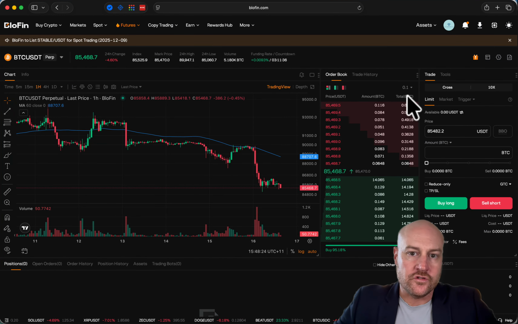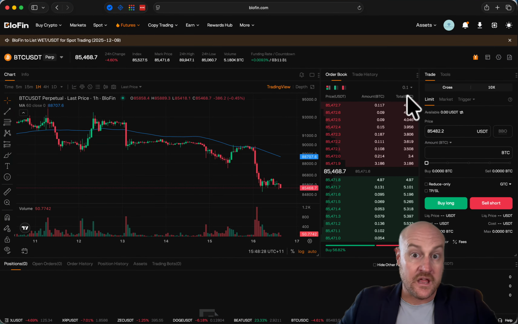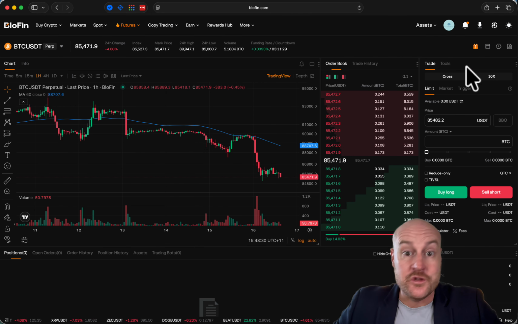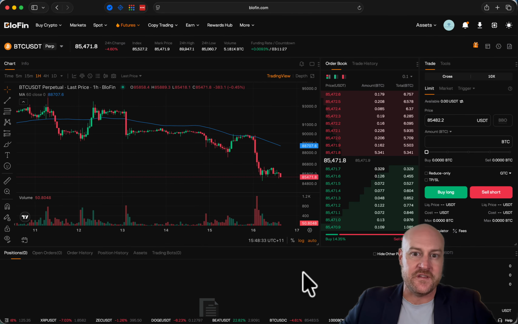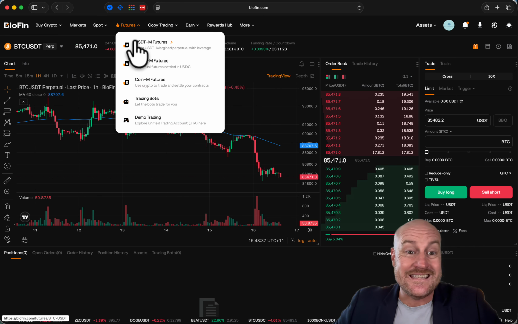How to fund your futures trading account on Blofin and raise a short order. I'm going to take you through that right now in quick order so that you know exactly what to do when trading on the Blofin platform. It's very, very simple. First things first, I look at the USDT-M futures.